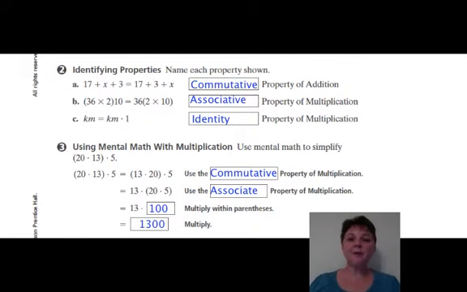Pause the video at this time if you need more time to finish this part of the notes. Don't forget to write a question. I will be checking this in class tomorrow. Try the quick check problems on your own. Pause the video, try the problems. When you've finished, check your final solutions.